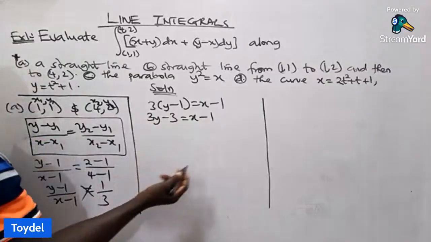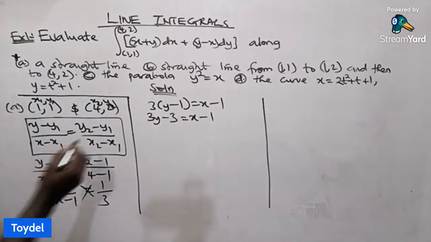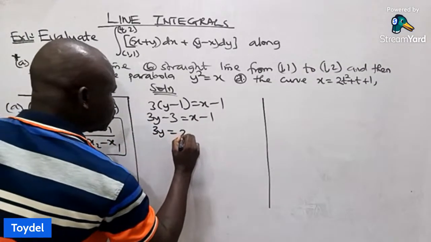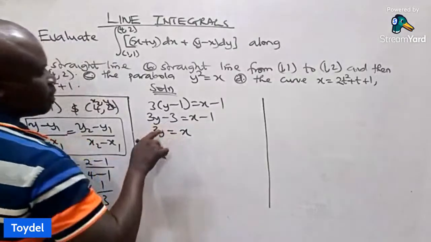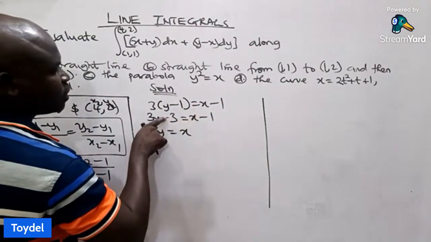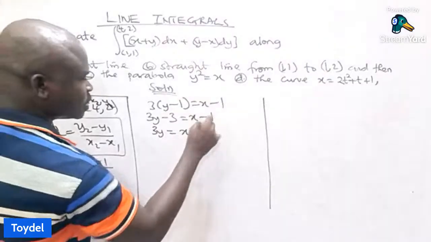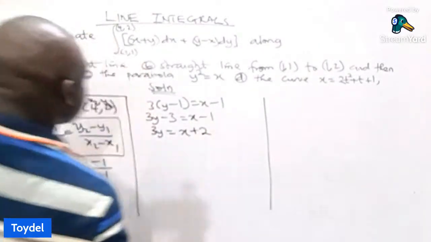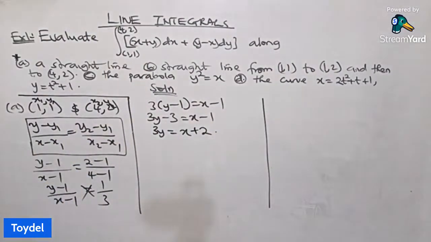So we can actually say that 3y is equal to x. This is minus 3. By the time it crosses this equality sign, the sign will change to positive. Then we have x minus 1 plus 3. That will be x plus 2. That is what you are going to get.